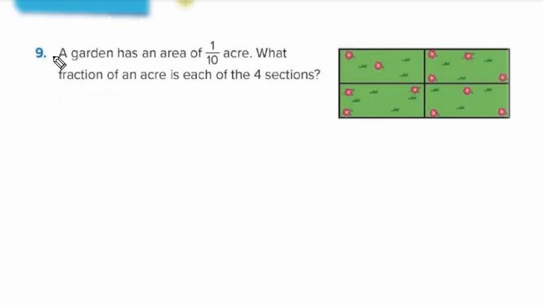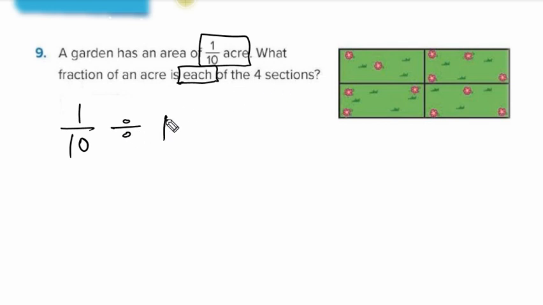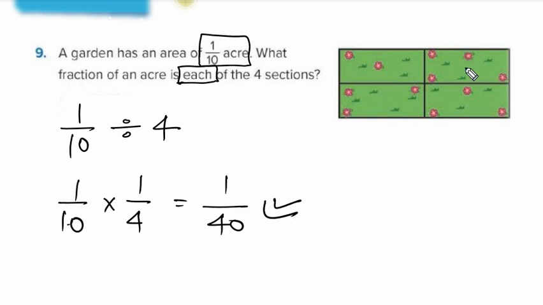Now the next question says a garden has an area of 1 over 10 acre. This number is important, write it down. 1 over 10 acre. What fraction of an acre is each? So as I said, if you see this word, you will divide into 4 sections. So again, we know now how to do it. 1 over 10 times, change it to the opposite, reciprocal. 1 times 1 is 1, 10 times 4 is 40. That's how you will solve this question.